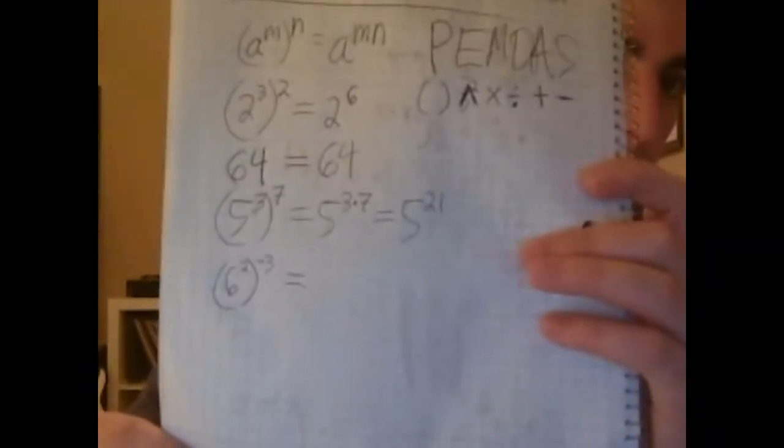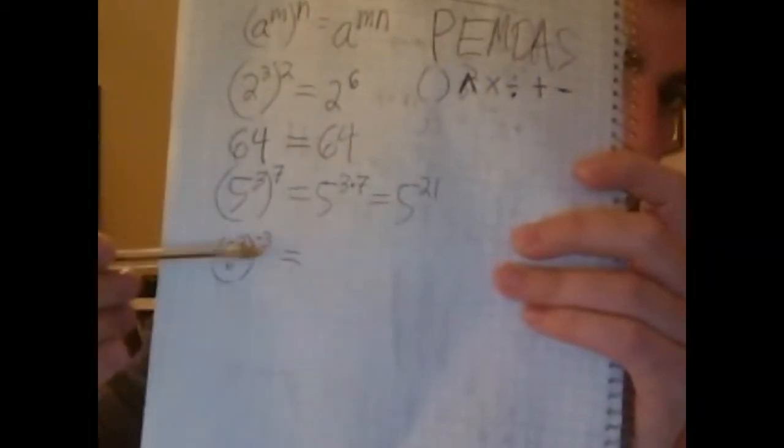6 squared to the negative third. Well, a negative times a positive is a negative. 2 times 3 is 6, so I'll get 6 to the 2 times negative 3 equals 6 to the negative 6. Yes, good?